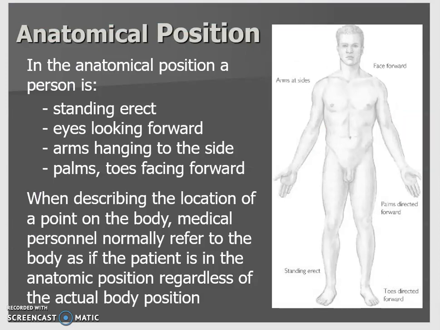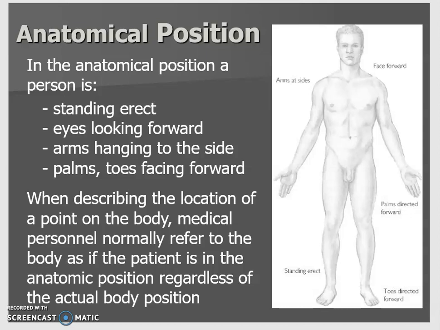So let's get right now to anatomical position. I showed you a picture of Vitruvian Man, which was a diagram drawn by Leonardo da Vinci in about 1480, something like that. So for around 600 years or so, we've had the same concept in how we view the human body in medicine. It's called anatomical position. You're looking at it in our description here. In the anatomical position, a person's standing erect, eyes are looking forward, arms are hanging to the side, palms and toes are facing forward. When describing the location of a point on the body, medical personnel normally refer to the body as if the patient is in the anatomical position regardless of the actual body position.